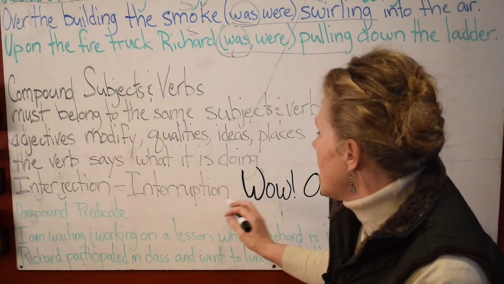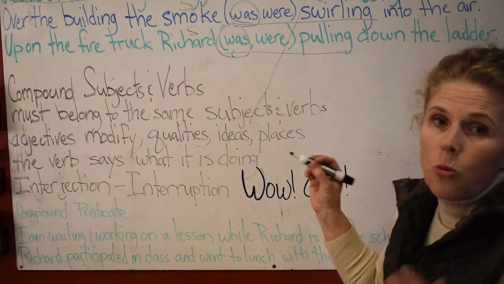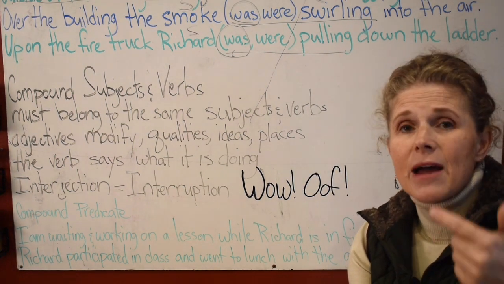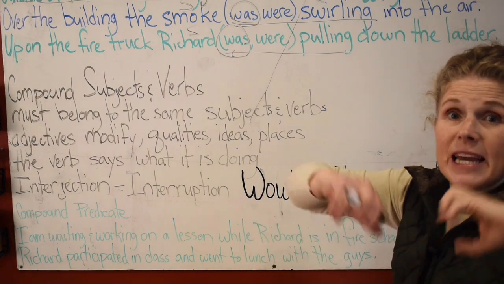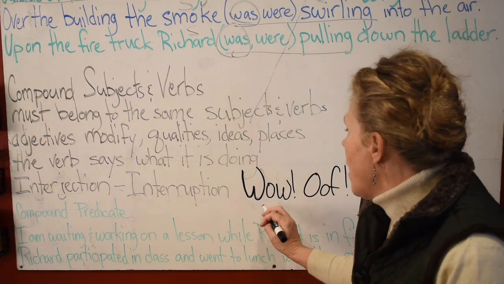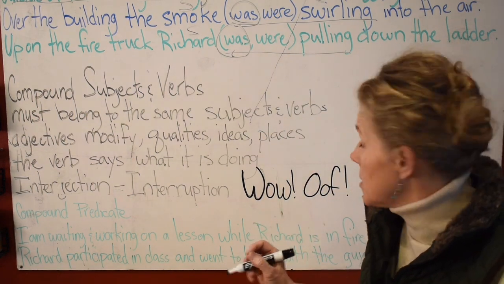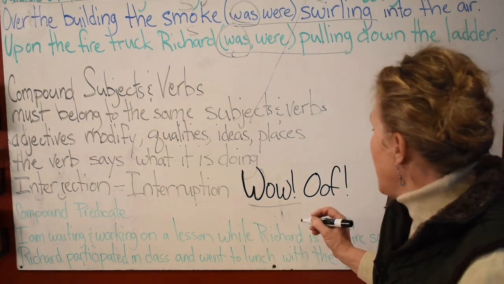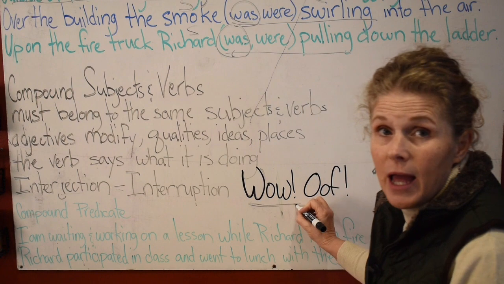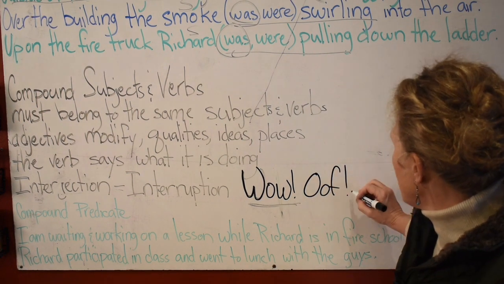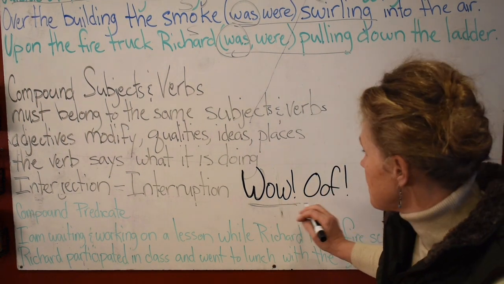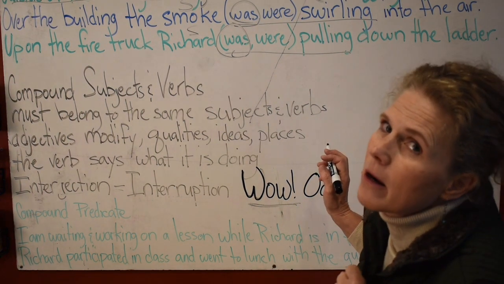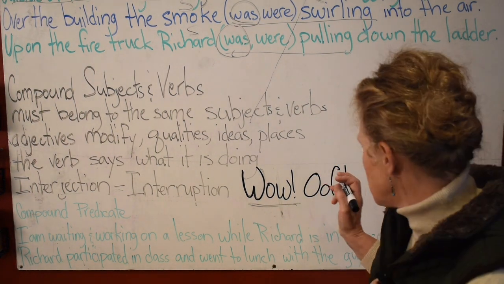So interjection means an interruption. Like, wow, and it could be negative. It could be when you're mad or angry or happy or excited. It could mean lots of different things. Like, wow. You see? And they stand by themselves. And a lot of them come with exclamation points. Okay? Wow. Oof. Oh, that hurt. Oof. Ouch.